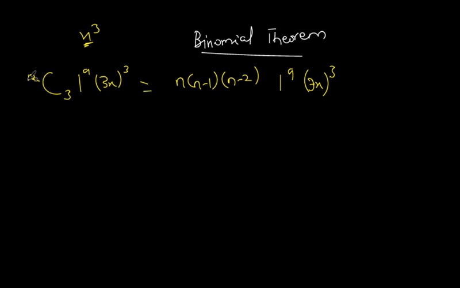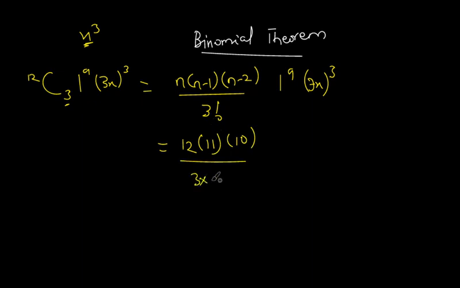So it means the 12 combination 3 is n, n minus 1, n minus 2, all divided by 3 factorial. Remember, we are dealing with 3 over here, so we divide by 3 factorial. So all we need to do is input the value of n, and then we solve this. The value of n is 12. Now 12 minus 1 is 11, 12 minus 2 is 10, all divided by 3 factorial, which is 3 times 2 times 1, then 1 power 9, then 3x raised to the power cube. So if we expand this all, we will get what?